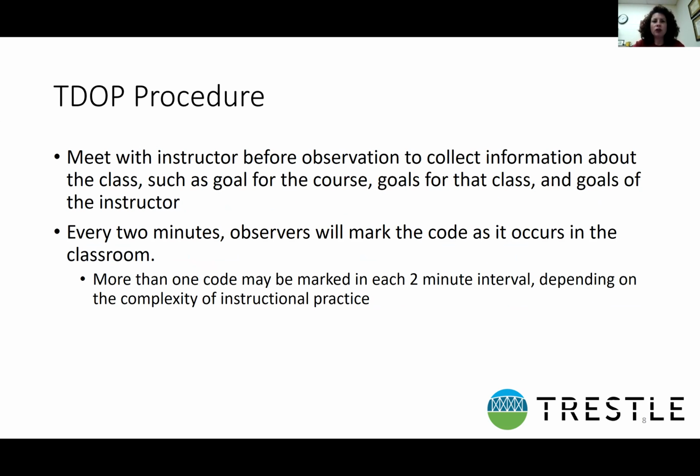As far as the procedure goes that is outlined in the TDOP instructions, you should be meeting with the instructor before the observation to collect information about the class, such as goals for the course, goals for that class in particular, and goals of the instructor. Then every 2 minutes, observers mark the code as it occurs in the classroom. More than one code may be marked in each 2-minute interval, depending on the complexity of the instructional practice. For example, in any given 2-minute period, an instructor might be lecturing with a visual aid, asking display questions, students could be responding, and the instructor could be using PowerPoint or the chalkboard or whiteboard, which are all separate codes in the TDOP.